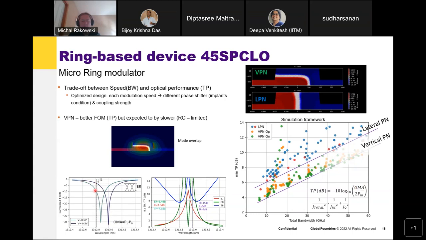This kind of maximum difference corresponds to minimum transmitter penalty for this wavelength, which means you can get the highest extinction ratio and the lowest insertion loss. You may imagine, in this case operating at this point would correspond to a 6.4 dB extinction ratio and 3.3 dB insertion loss.